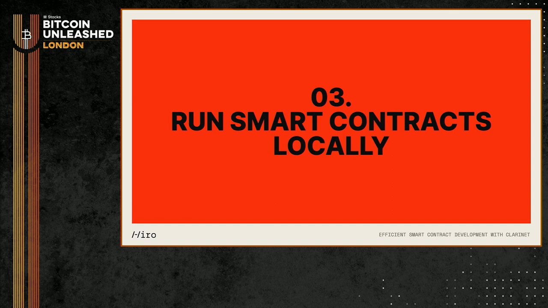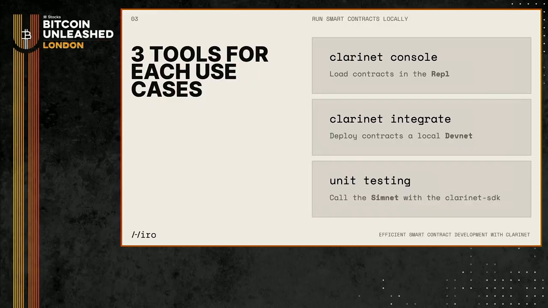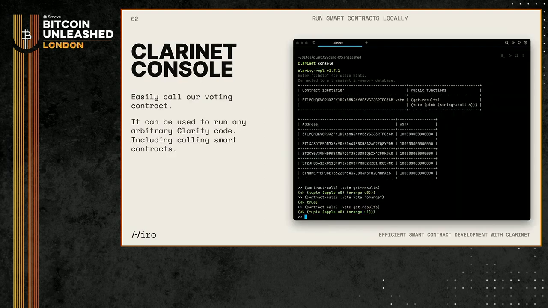Yeah, so once you have this smart contract, you will eventually want to run it locally on your machine. And you will want to do that before you actually deploy the contract on testnet or mainnet. So for that, we have three tools, which are very useful depending on the context and the use case. So we have the Clarinet console. The Clarinet console will allow you to load the contract in the wrapper and interact with it very easily.